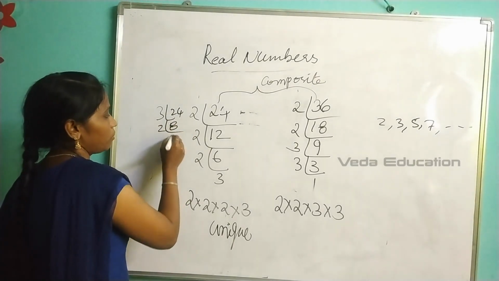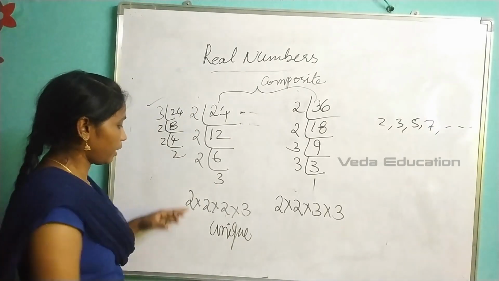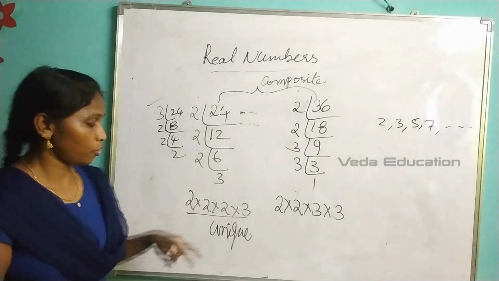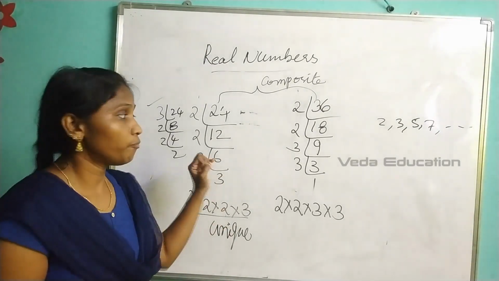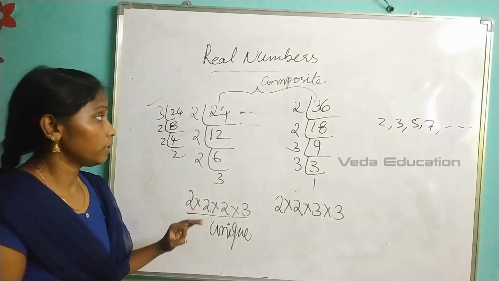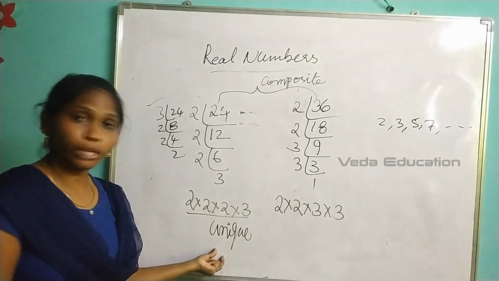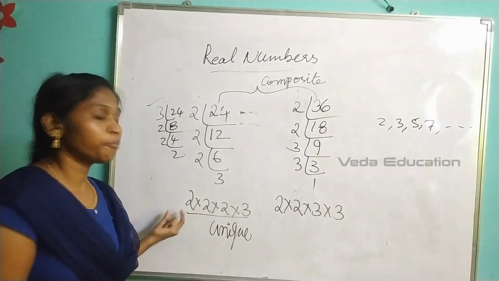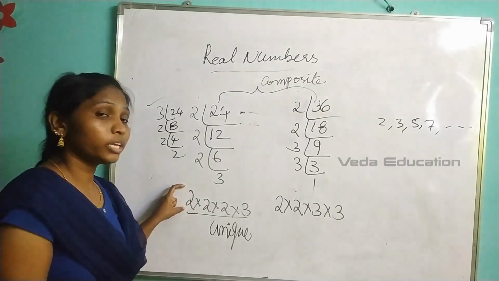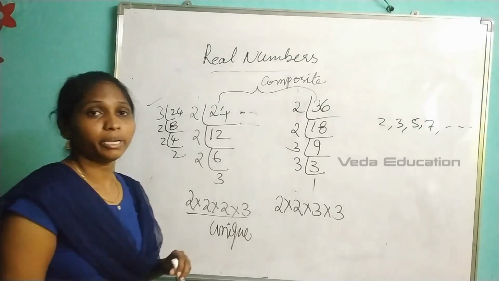See here, 2 four times. So I started with a 3, and again I got the same prime numbers. So this we call unique prime factorization. Every composite number can be expressed as a product of prime factors, and it is unique, and its pattern is unique. Got it, everyone? This is what we call the fundamental theorem.